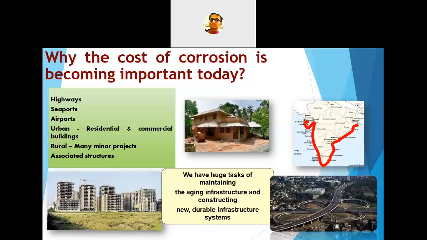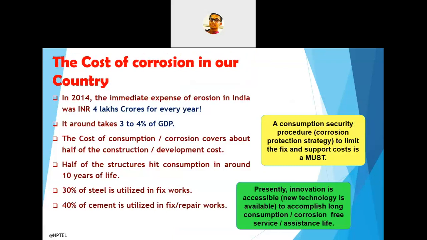We are constructing a huge amount of structures, and if we don't have a strategy to control corrosion, then we have to waste much more money day by day, because we are constructing more and more. If the repair cost keeps going this way, then based on the rate of construction nowadays, the cost of repair work will also increase. As we have seen in the previous slide, it is the census taken in 2014. In the first point you can see that day by day the cost is increasing.